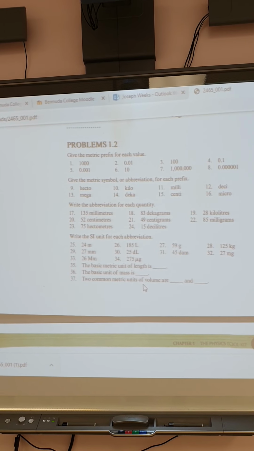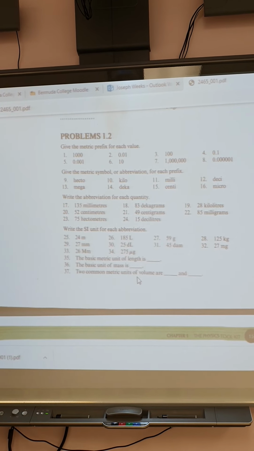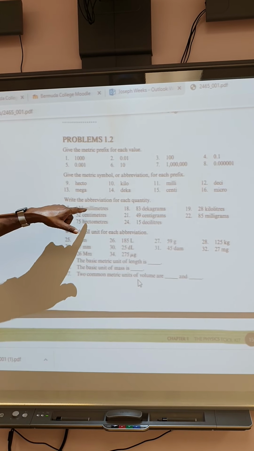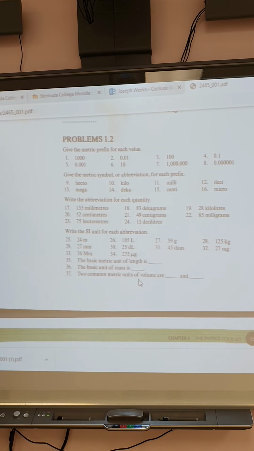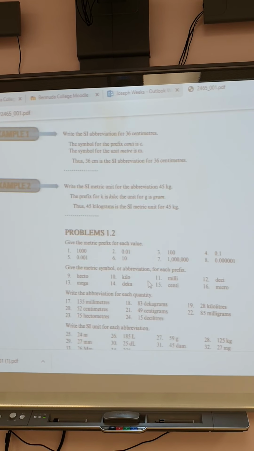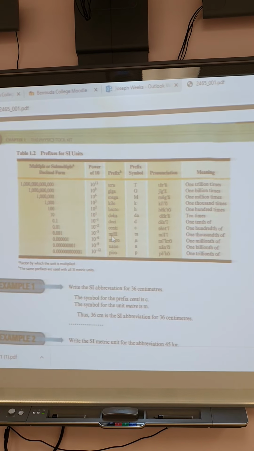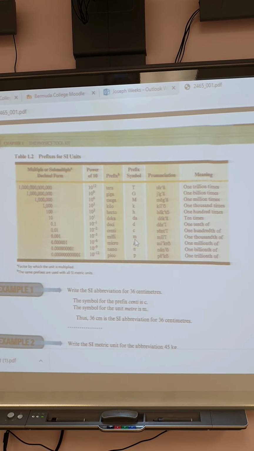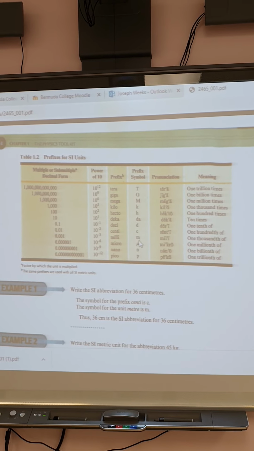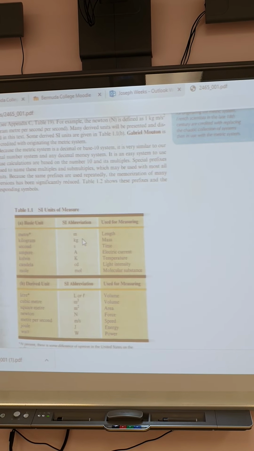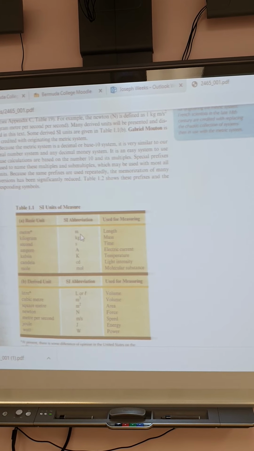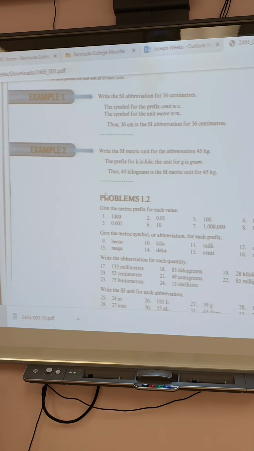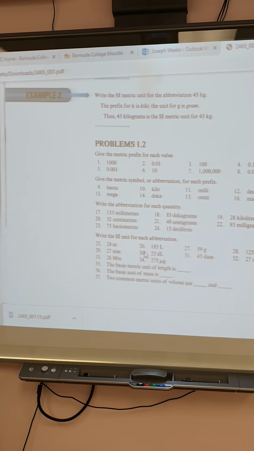Write the abbreviation for each quantity, number 17. So 135 millimeters. What is the abbreviation for millimeters? Go to the chart. It would be little m for milli, and then little m for meters. So 2 little m's. So 135 mm.